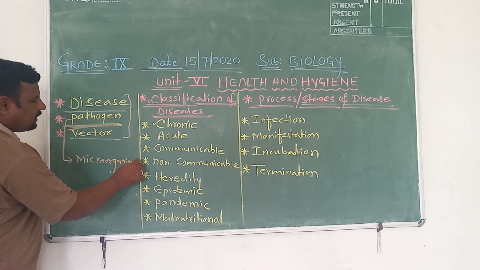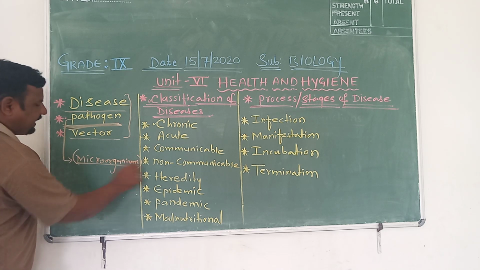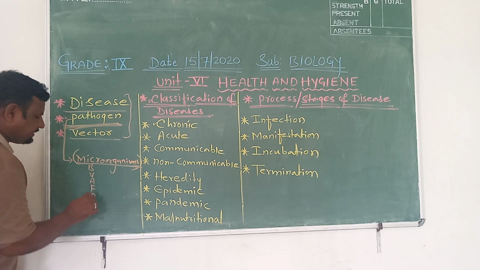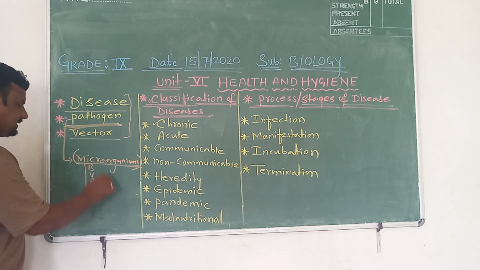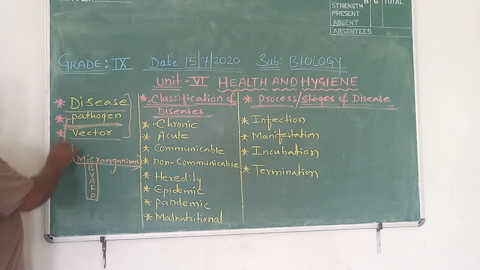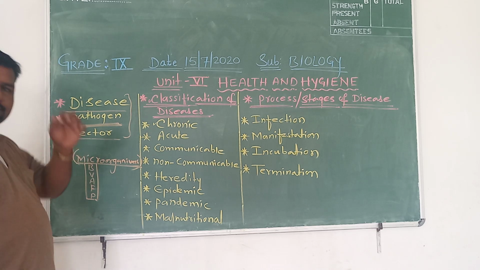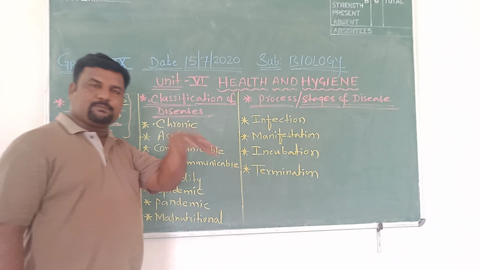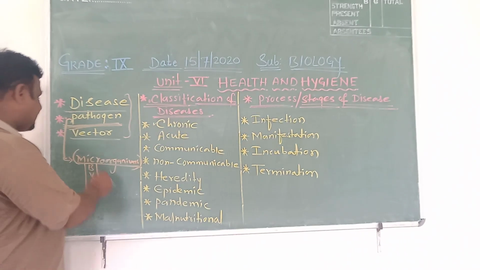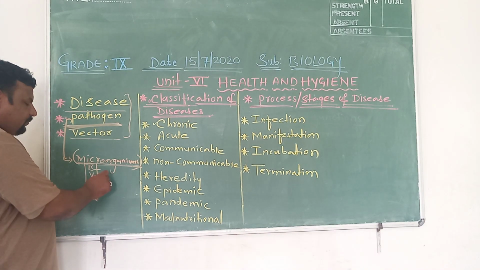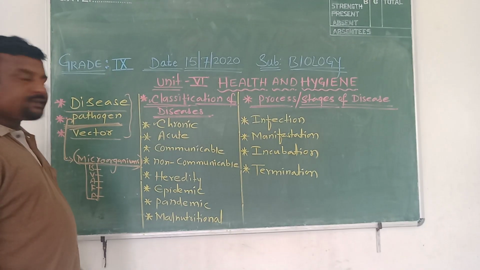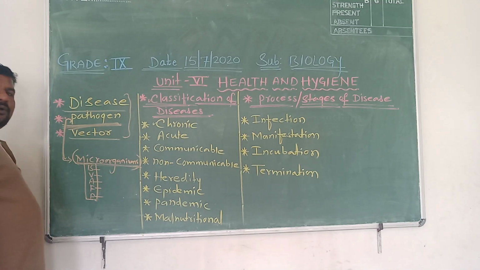For example, for pathogens we can take various microorganisms. There are five major kinds of microorganisms, such as bacteria, virus, algae, fungi and protozoans. All these microorganisms can act as pathogens. They are disease causing organisms, responsible for the cause and spread of disease. Bacteria, virus, algae, fungus and protozoans are pathogens.